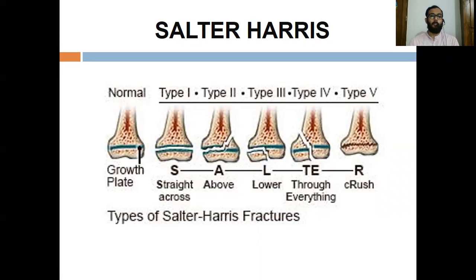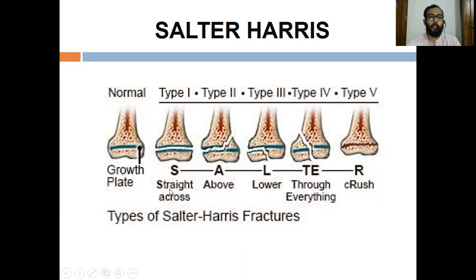Here in type 1, it is straight across. This particular injury accounts for 7% of the total injuries, and it is very common in younger children. The prognosis is good, and it is possible to manage it conservatively. This injury may be occult on X-ray, so clinical diagnosis is more important.